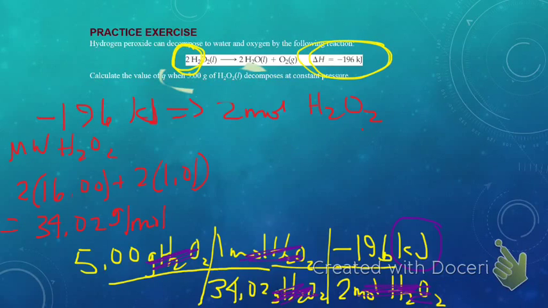You get the answer, negative 14.4 kilojoules. I just ran out of room, so that's why I put it underneath. So that's how much heat would be given off whenever 5 grams of hydrogen peroxide decomposes to form water and oxygen gas.